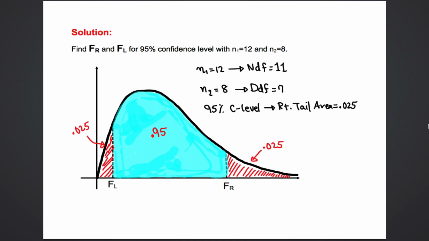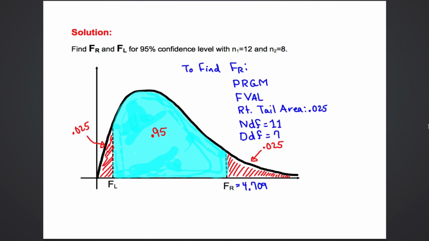First, we establish our curve, which begins at 0 and is skewed to the right, very similar to the chi-square distribution. Since n1 is equal to 12, the numerator degrees of freedom will be 11, and n2 equal to 8, the denominator degrees of freedom will be 7. With the 95% confidence level, that gives us a right tail area of 0.025 and a left tail area of 0.025.